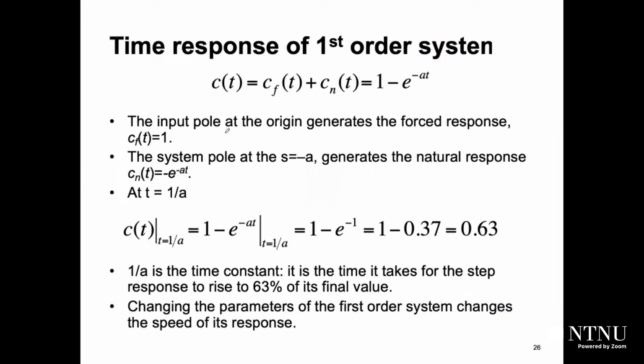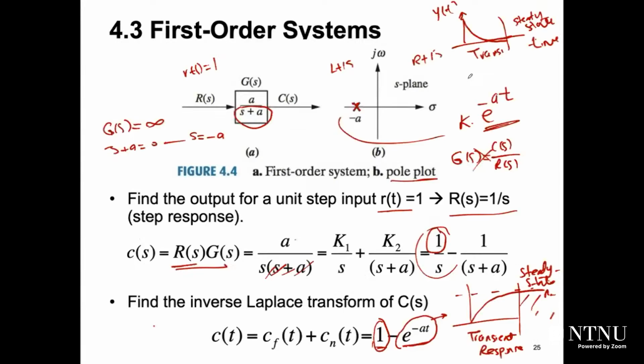So we have the input pole at the origin. If we go back to the transfer function, we have here a system pole at -a, and we should also have an input pole at the origin. We call it the input pole, and it's due to the input. This one in fact will generate the forced component. So this one is very important because this is the input. Without this one, you will not be able to get an output from your system, right?